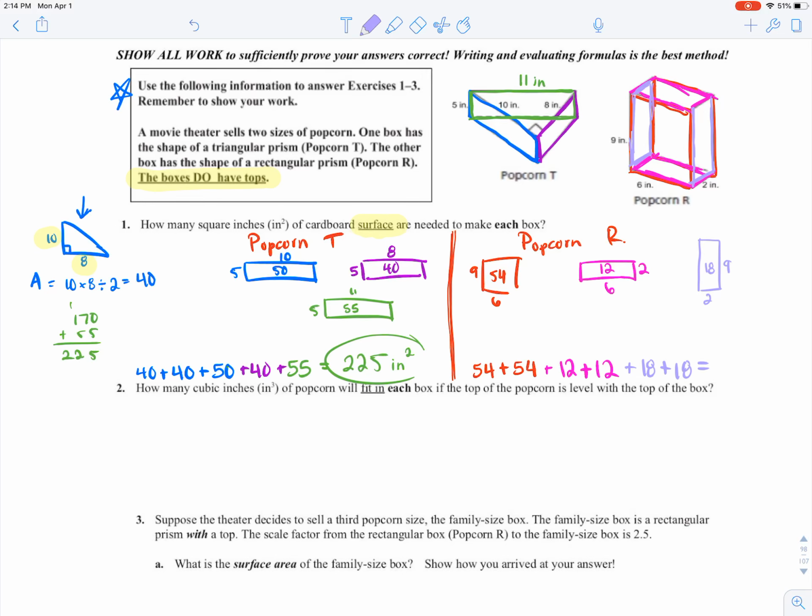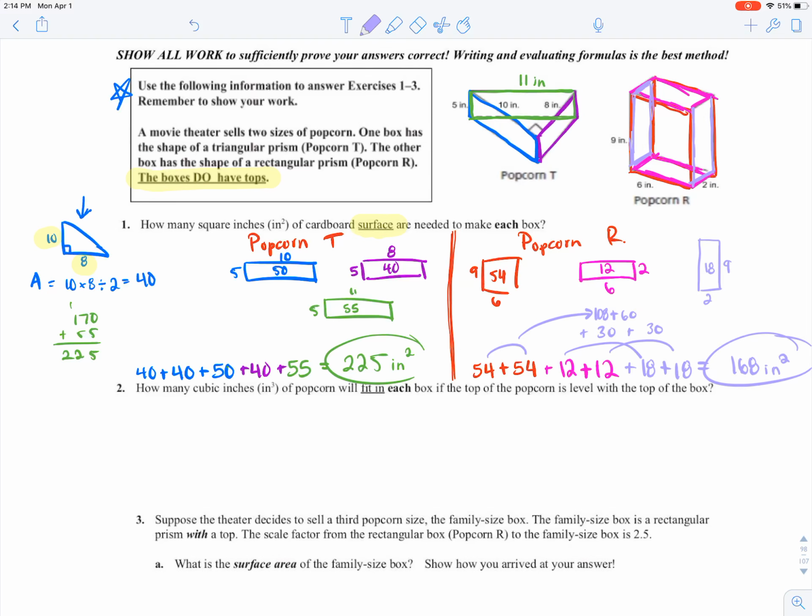I know 12 plus 18 is 30, so let's say that's 30, and then that's another 30. 30 plus 30 is 60. 60 plus 54, or I could do 54 plus 54, that's 108. 108 plus 60 is 168. Yeah, my work might be a little confusing here. Sorry. So this goes up here, so that's 108 plus 60, and that's 168 square inches. And there we go.